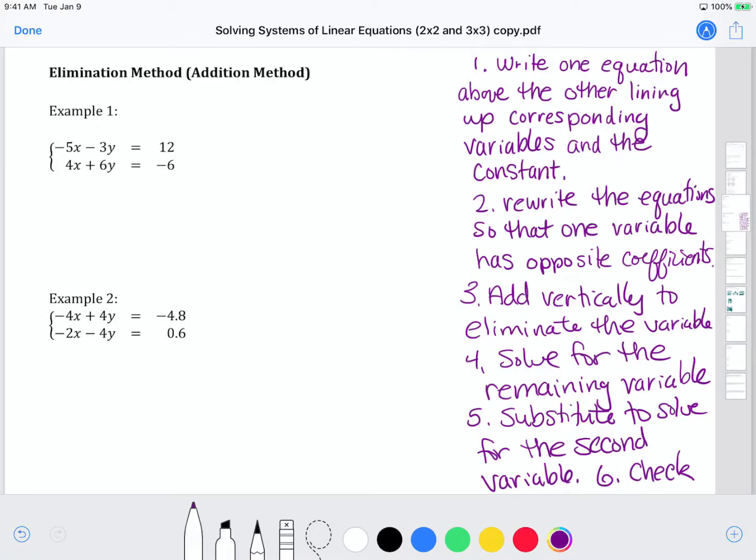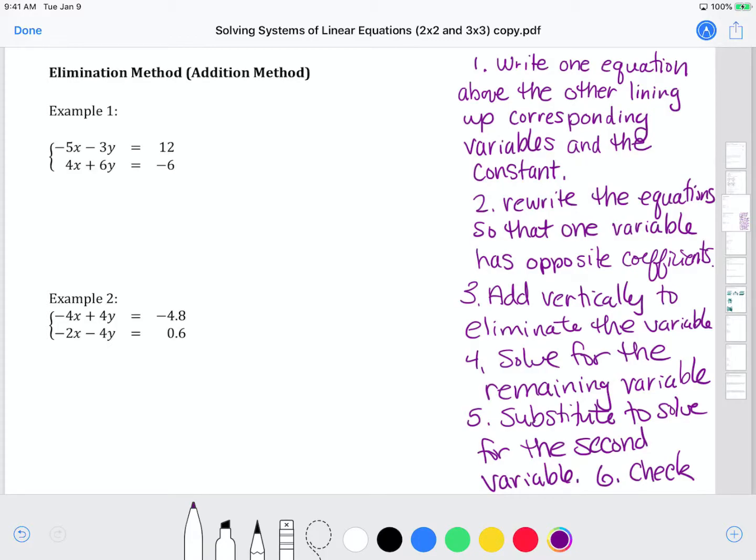Okay, in this video, we are going to discuss the elimination method, which is sometimes also called the addition method. And I have the steps written here on the side. So if you need a minute to copy those down, just pause the video to do that. In the first step, it says, write one equation above the other, lining up corresponding variables and the constant.